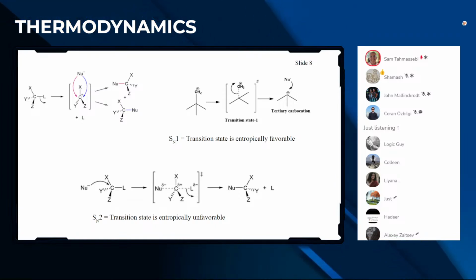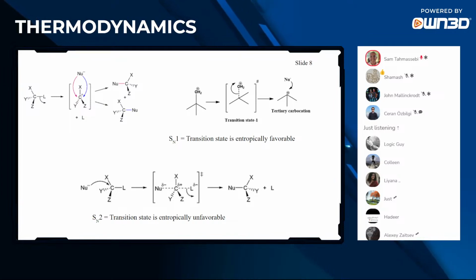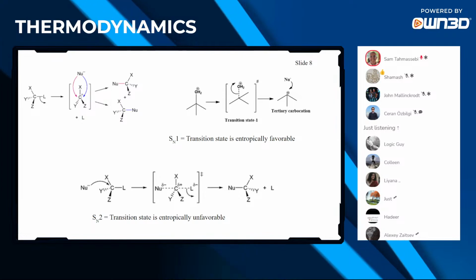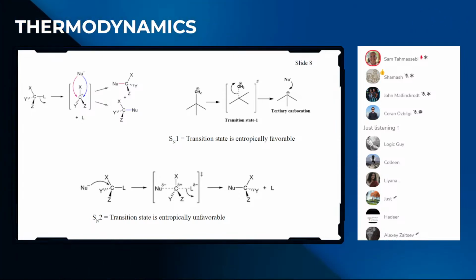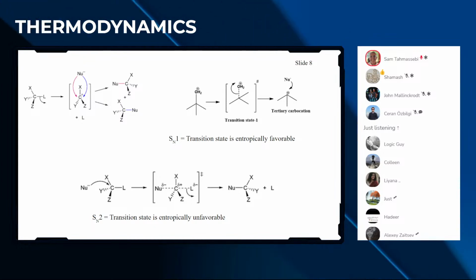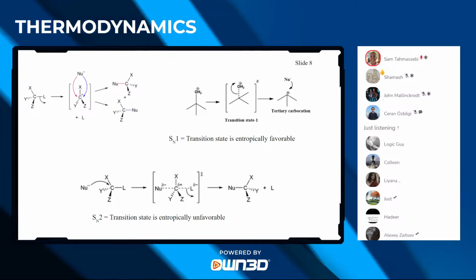Whereas in the bottom example, this Nu minus that you see is coming closer and closer to the nucleus, the big molecule. This CXYZ is just any molecule. And so as it comes closer and closer, it's losing its energy, it's losing its freedom to rotate and move around, it's losing all those properties. And so as it's becoming closer and closer, the number of microstates of the entire system becomes less and less. So this is entropically unfavorable.